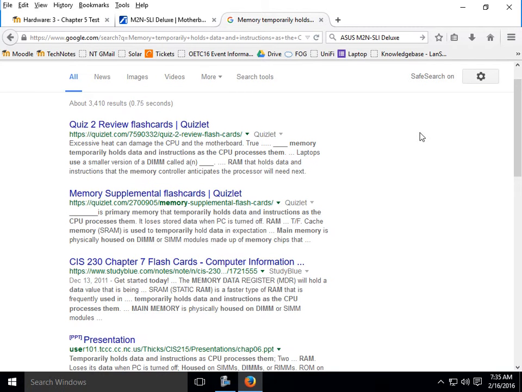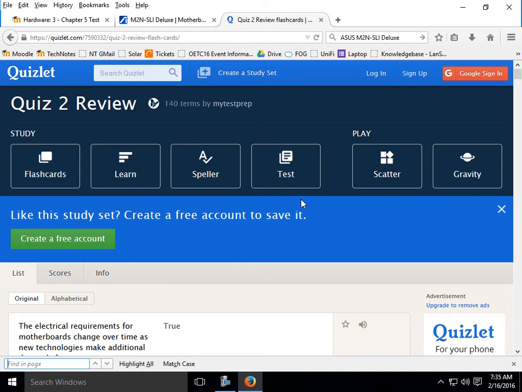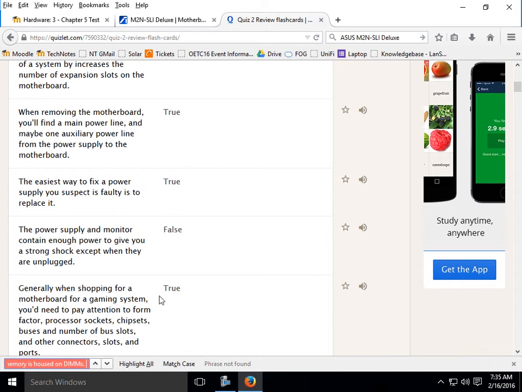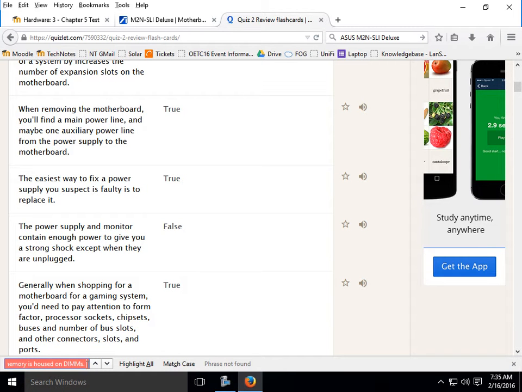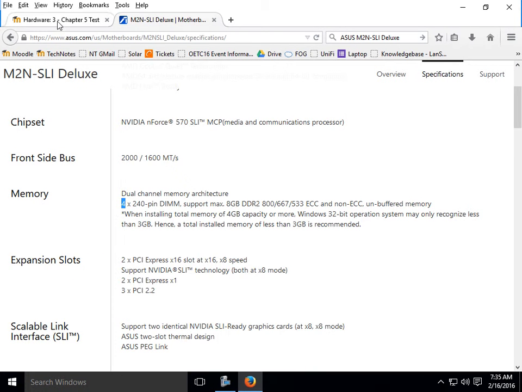But you could probably take that and throw it in there, and you might even see exact questions somewhere. Excessive heat can harm memory, which temporarily holds data and instructions. It's somewhere on this flashcard right here. Let's see if we can find it on this Quizlet. No, not that, it's not all there. See if it, right there. And memory temporarily holds data. Oh, that's it. The DIMM part's not on that flashcard, but the rest of it is.